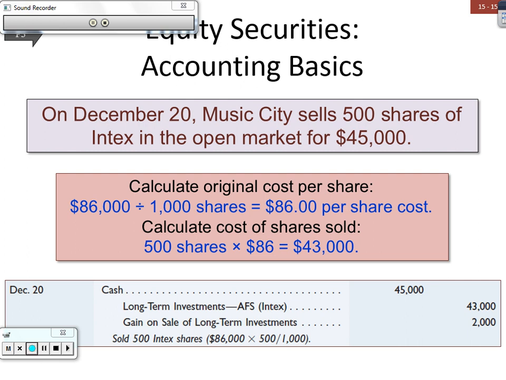A gain. So we're debiting cash to be received, $45,000. We're crediting long-term investments to take it out of that account of $43,000 because that's what it was worth. And then we're showing a gain on sale of that long-term investment of $2,000.